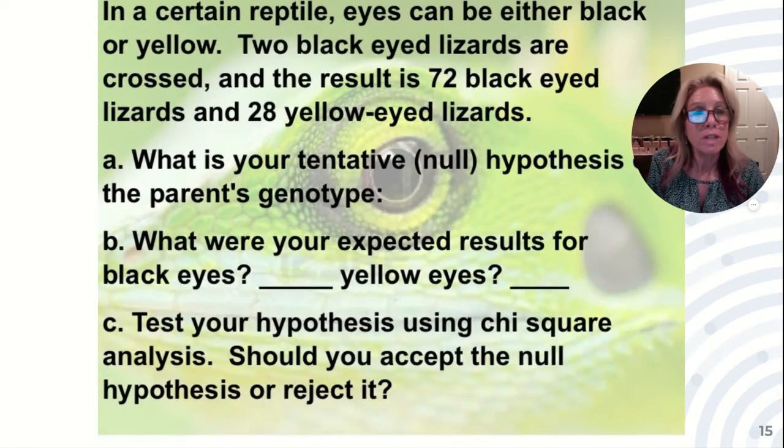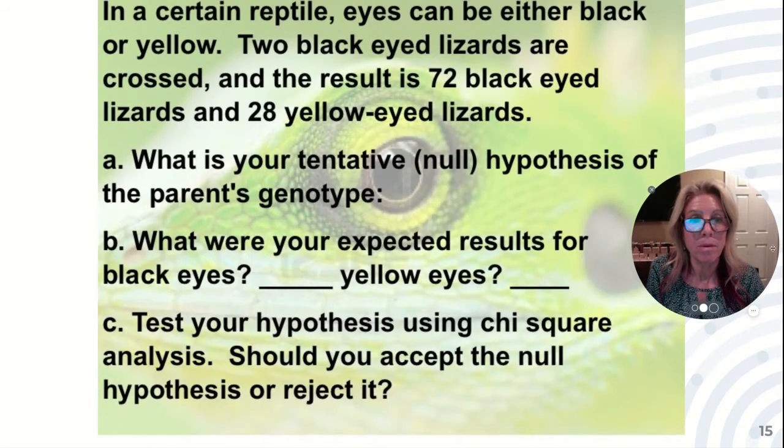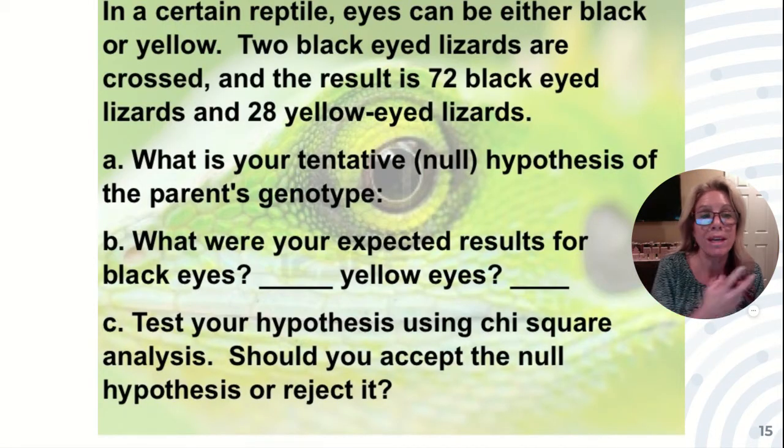All right, so let's try it with a genetics problem. This is just a simple dominant recessive trait. In a certain reptile, eyes can either be black or they can be yellow. Two black-eyed lizards are crossed, and the result is 72 black-eyed and 28 yellow-eyed lizards.